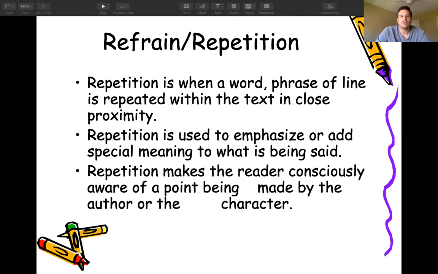And refrain or repetition. That's when a word or phrase is repeated in pretty close proximity in the text, like within a few paragraphs. It's used to emphasize something or add meaning to what's already being said. It makes us consciously aware of a point that the author's made or a character's making because they find it important enough to repeat it again. And they did that a lot in Hatchet. Silence. Silence. Brian heard nothing but silence.